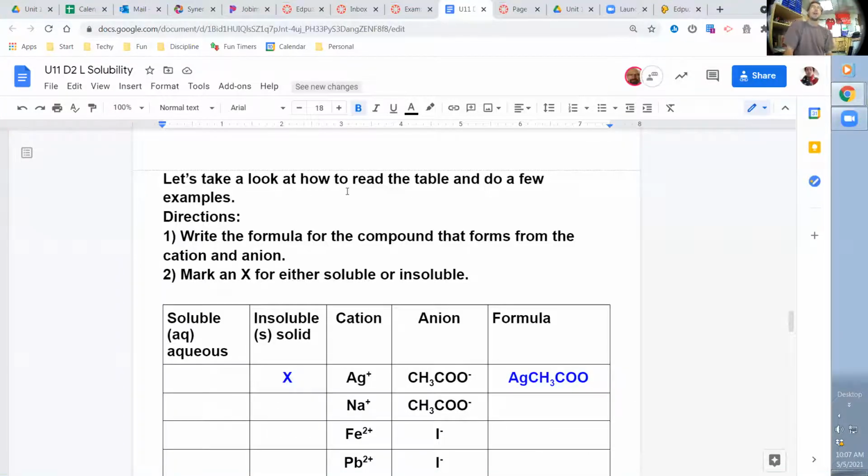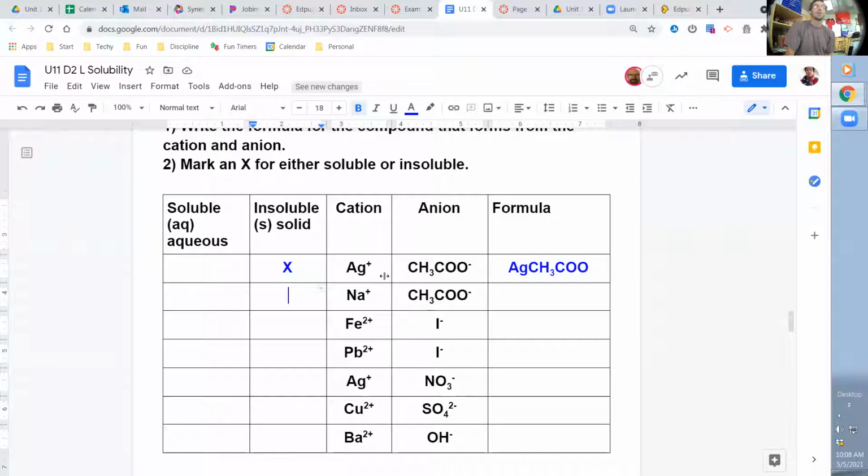Okay, let's take a look at how to read the table and do a few examples. The directions are to write the formula for the compound that forms from the cation and anion. That's over here. You write the formula in this box, and we're also going to mark an X for either soluble or insoluble. That's right here or right here. So in the first example, we can see that silver acetate is insoluble, and this is how you write the formula. Okay, so there's one answer for you.